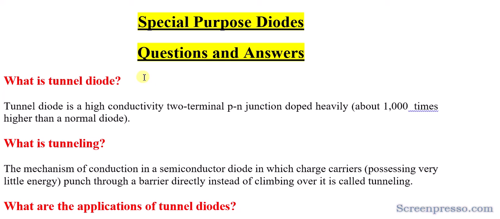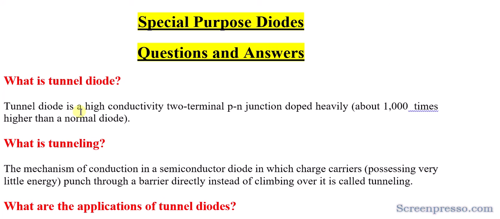Now in this session we are going to discuss a few diodes. We'll start now. So what is a tunnel diode? A tunnel diode is a high conductivity, two terminal PN junction, heavily doped diode, about 1,000 times higher than that of a normal diode. Means the tunnel diode is different from the PN junction diode, which is like a normal diode that we already discussed. The tunnel diode is a high conductivity, two terminal diode, doped heavily on both sides, about 1,000 times higher than that of the normal diode. That diode is nothing but the tunnel diode.